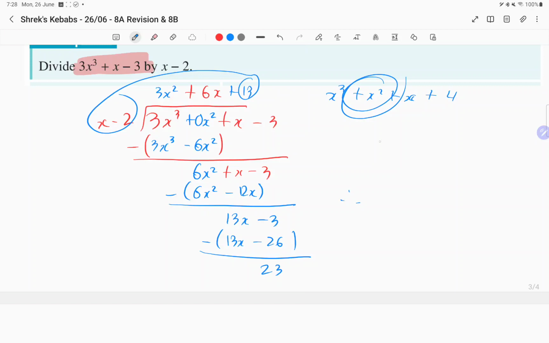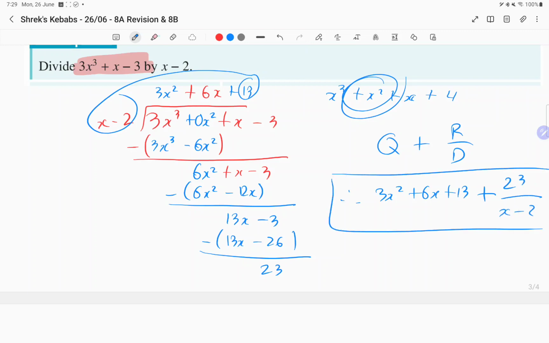Then you write the final answer. The final answer is in the form quotient plus remainder over divisor. The quotient is the result that we found, so 3x squared plus 6x plus 13, and then plus the remainder, 23, over the divisor x minus 2. So that's it. The only thing that's different in this question is that you have to add the missing term, which is the x squared term. The rest is the same.